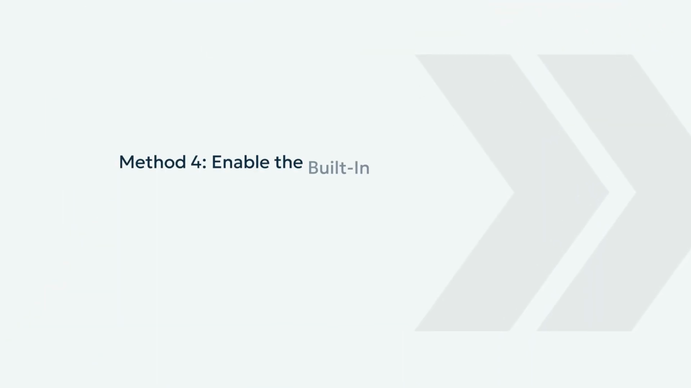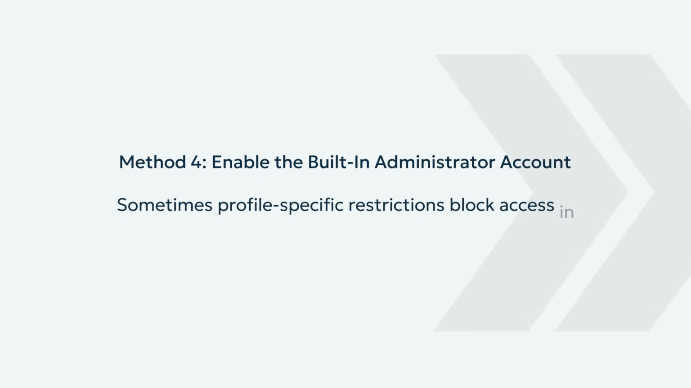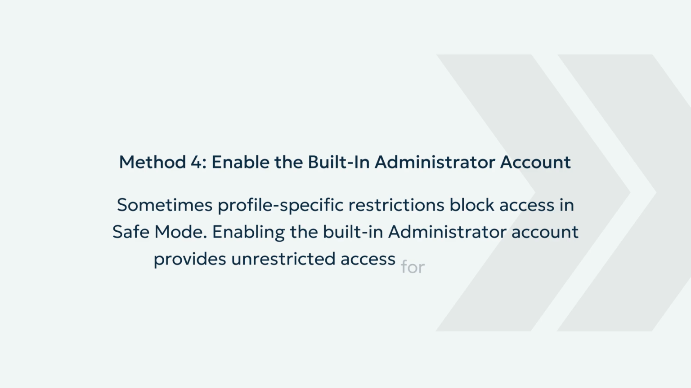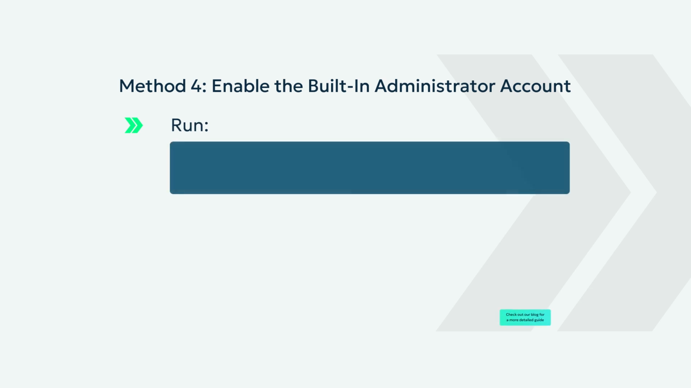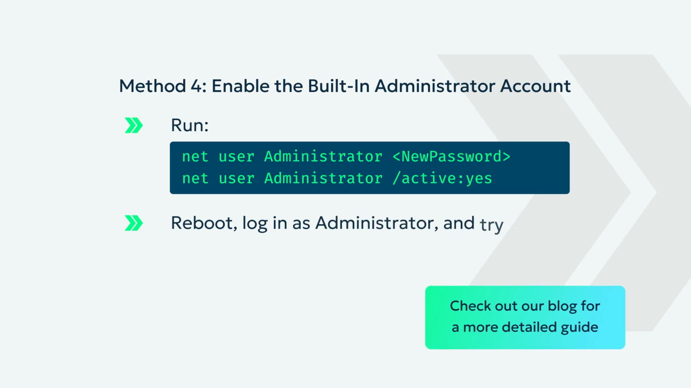Method 4. Enable the built-in administrator account. Sometimes profile-specific restrictions block access in safe mode. Enabling the built-in administrator account gives you unrestricted access for remediation. To set a compliant password. Then, enable the account using reboot, log in as administrator, and try accessing C again.